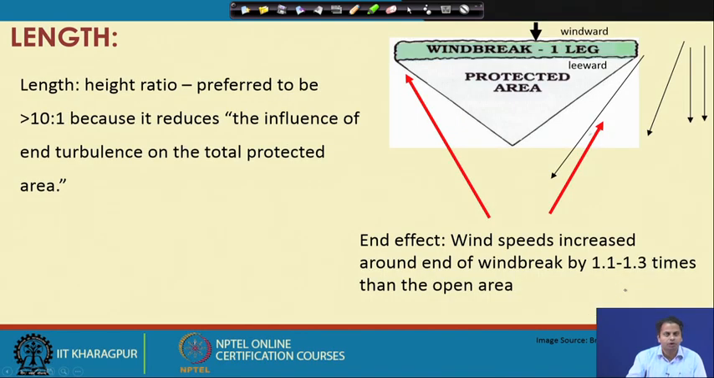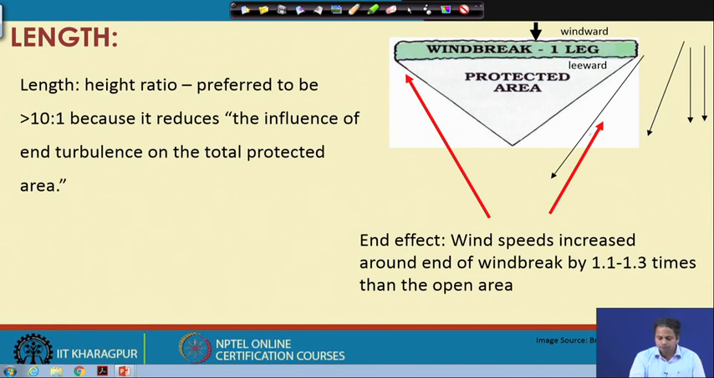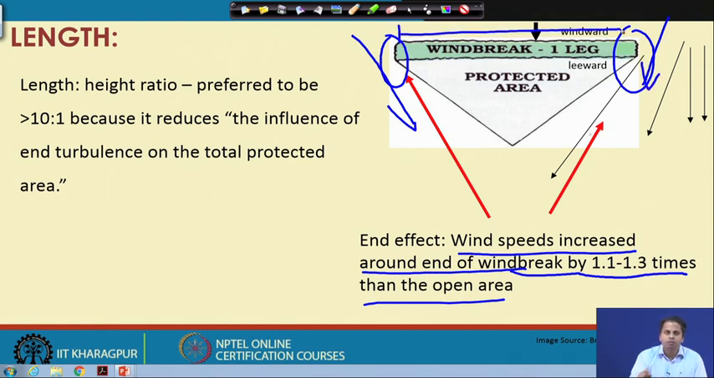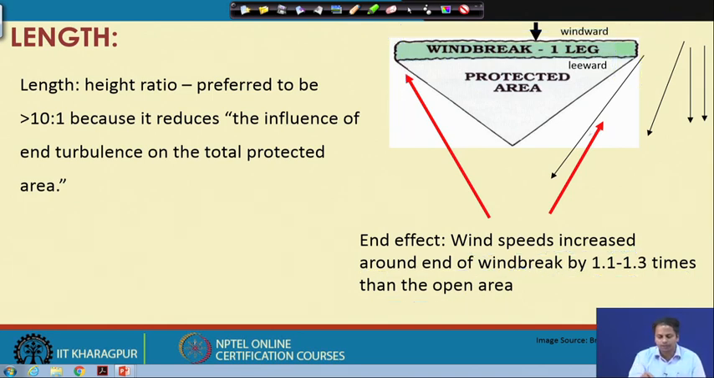It means for 1 meter of windbreak height, you need at least 10 meters of windbreak length. Here over the ends, you can see the end effect. Wind speeds are increased around the end of the windbreak by 1.1 to 1.3 times compared to the open area. As I said earlier, the winds are very high speed here. So your design length should be more than the field length for which you are going to give the protection.